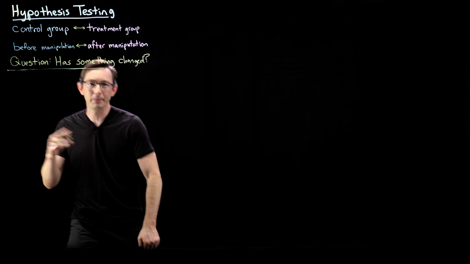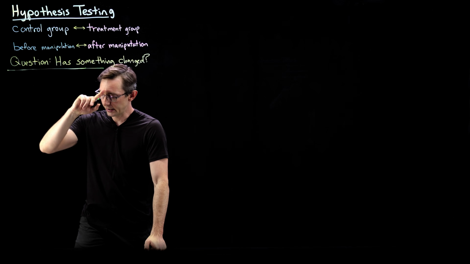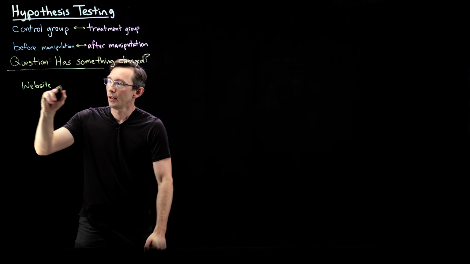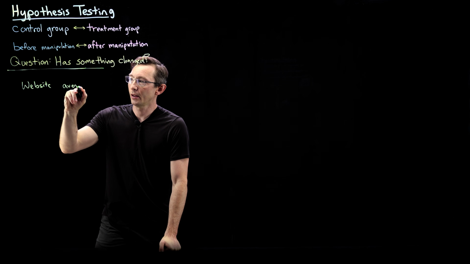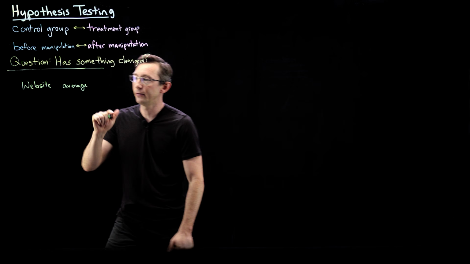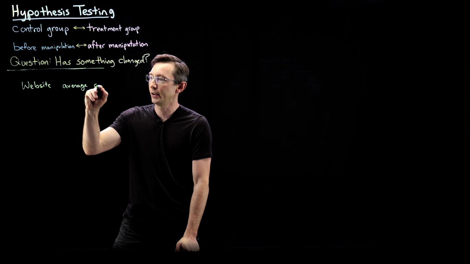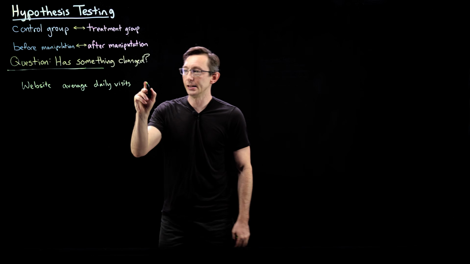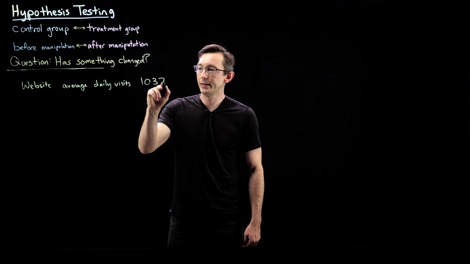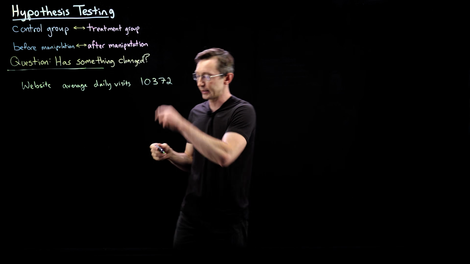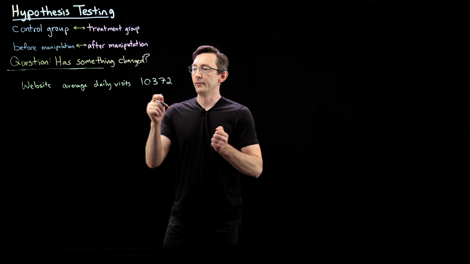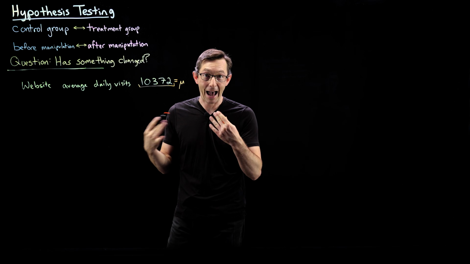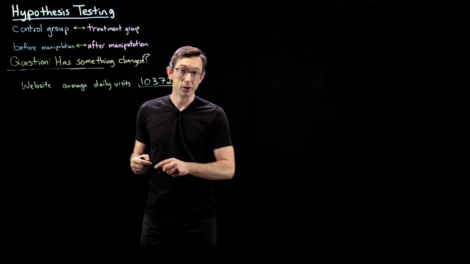This is just an example. We're going to have a website that has an average daily visits, and let's just say, I'm just going to pick a number, 10,372. So 10,372 visits per day. We're going to say this equals mu. This is the average before manipulation.